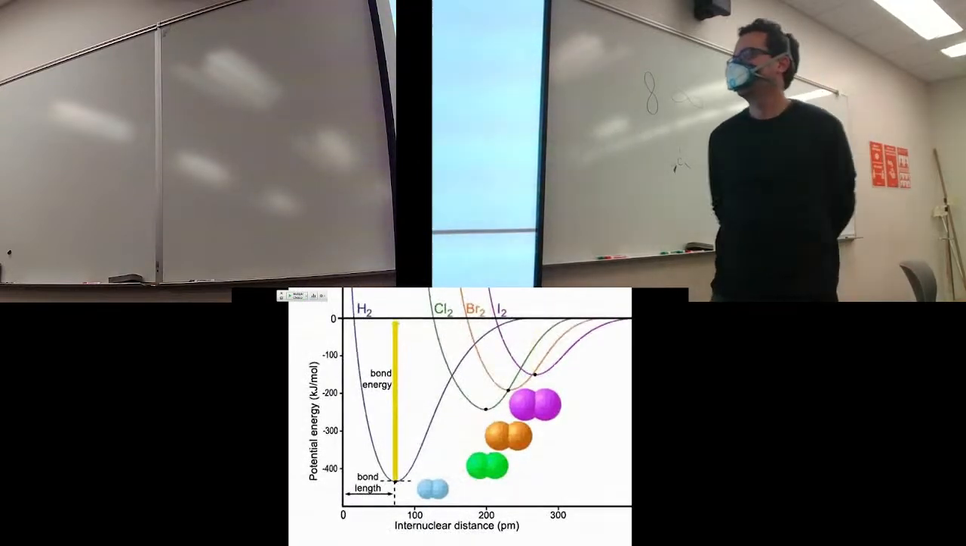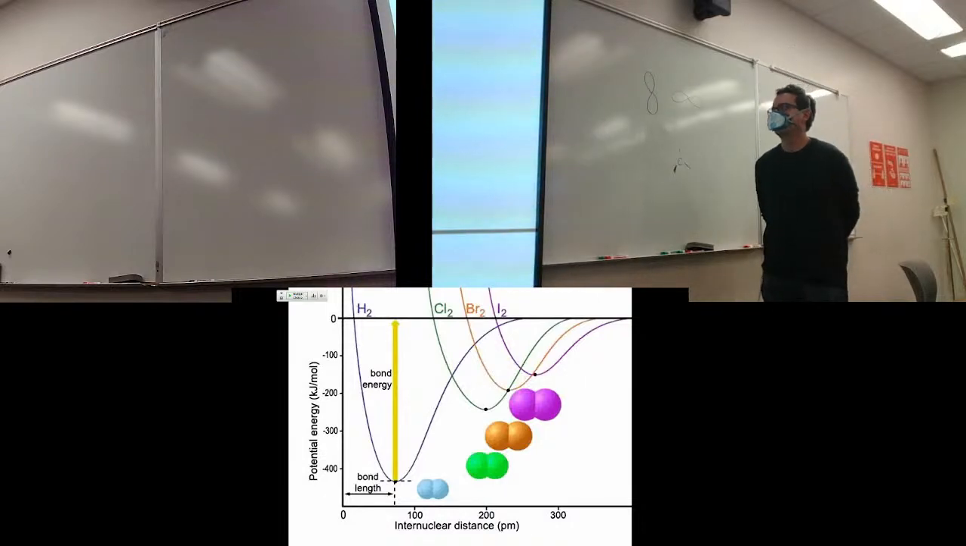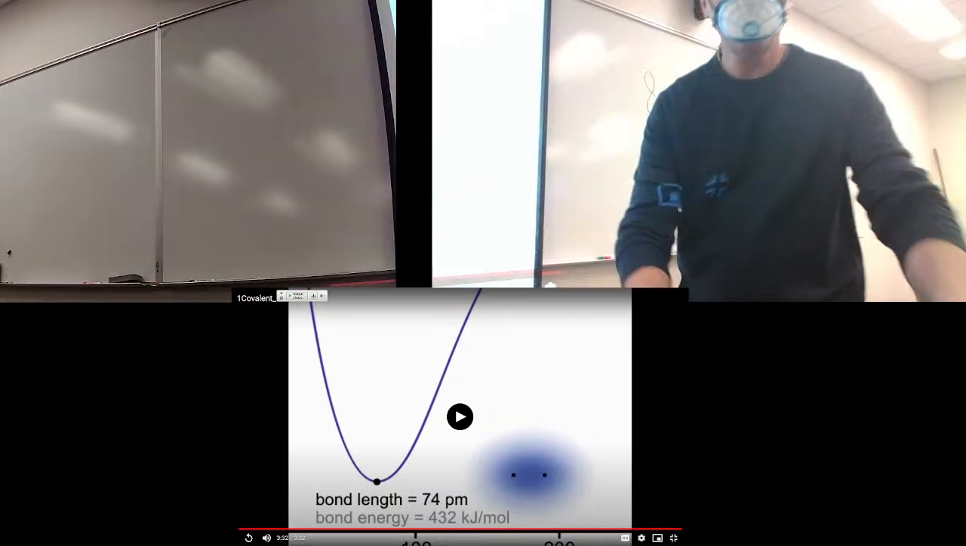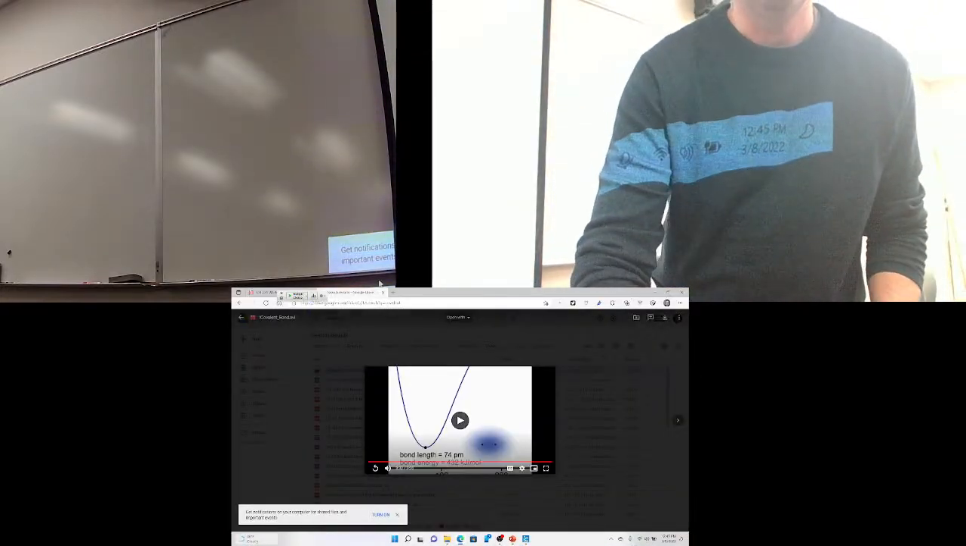Stepping back, we see that in each case, mutual attractions draw the atoms together and they form a covalent bond of specific length and energy. Anyway, we're going to summarize that real quick.